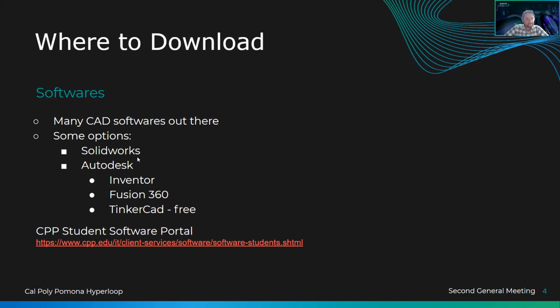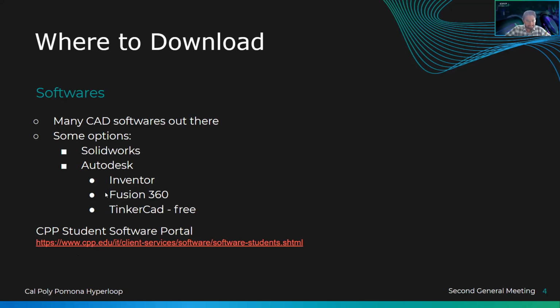So here is the link to where you can download SolidWorks. Also, you can download AutoCAD and Fusion 360. These are all available to CPP students. If you click on this link, it'll provide you with the process of how to obtain these three different software. They do pretty much the same things.